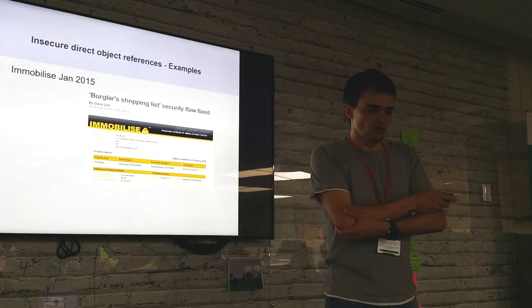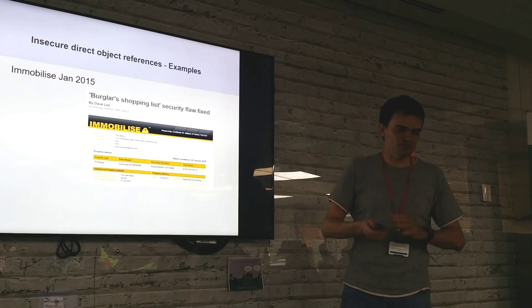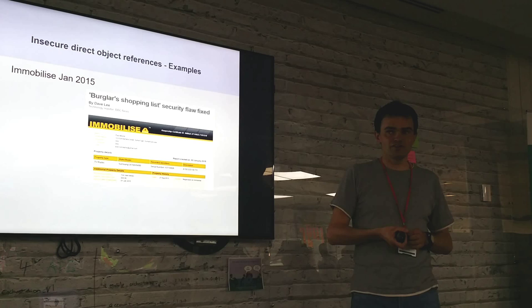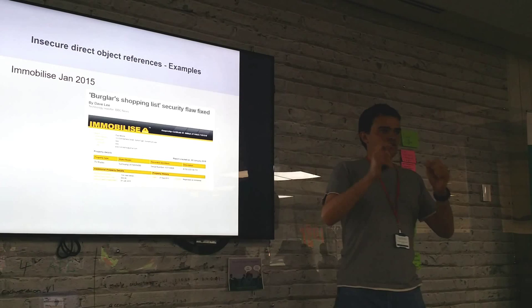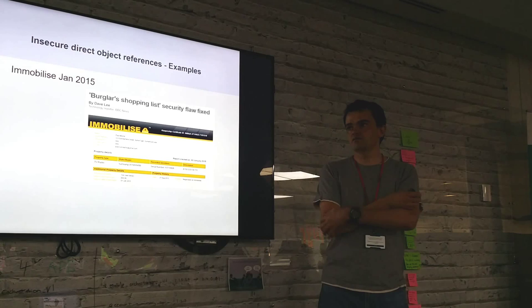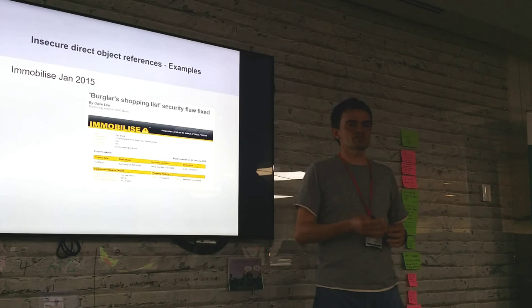So if you've used the mobile website, it's a burglar's shopping list of all sorts of good information, and they have an insecure direct object reference vulnerability in their site. So if you've used Immobilize, it's like I have an iPad, it's this serial number, and it's registered against this address. I've got this bicycle, and I've got this computer.